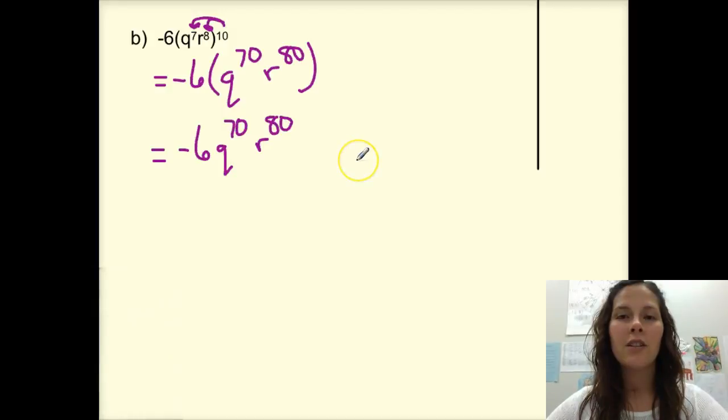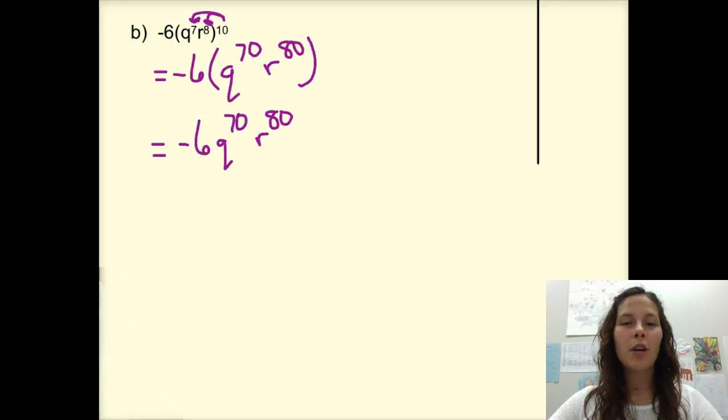Common mistake I see here is students want to distribute that -6 to the q and the r, but this is not q plus r, it's q times r. So we're really multiplying everything all together. And in multiplication, you can multiply in any order. We typically organize with the coefficient first and then the variables in alphabetic order. It's not wrong if you write your variables in a different order or if you throw your coefficient in a different order, but it's much easier to read the term if that coefficient is first. And then we just like to organize things, so we put it in alphabetic order.